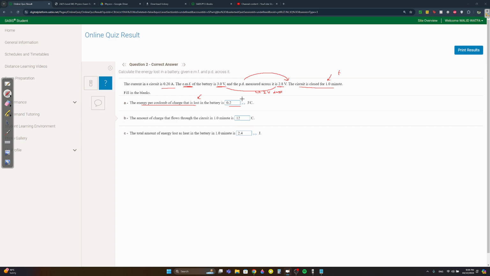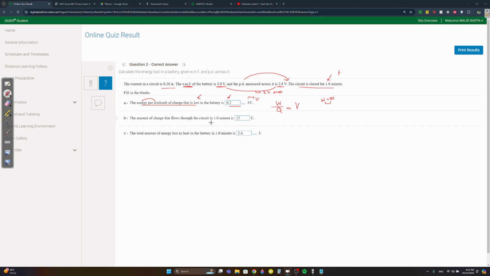See, some people here they'd be like, "What's this? Energy per coulomb." Energy per coulomb is W divided by Q, and this is actually equal to V. Remember W equals QV. Take Q to the other side, you get V is W over Q. So joules per coulomb is just a fancy way of saying volts. How much volts is lost? We know it's just 3 minus 2.8, which is 0.2.